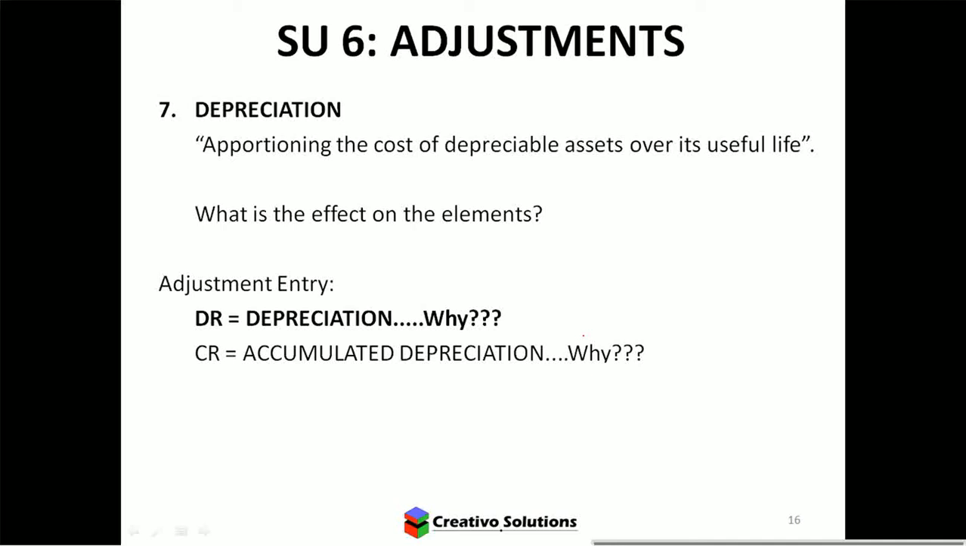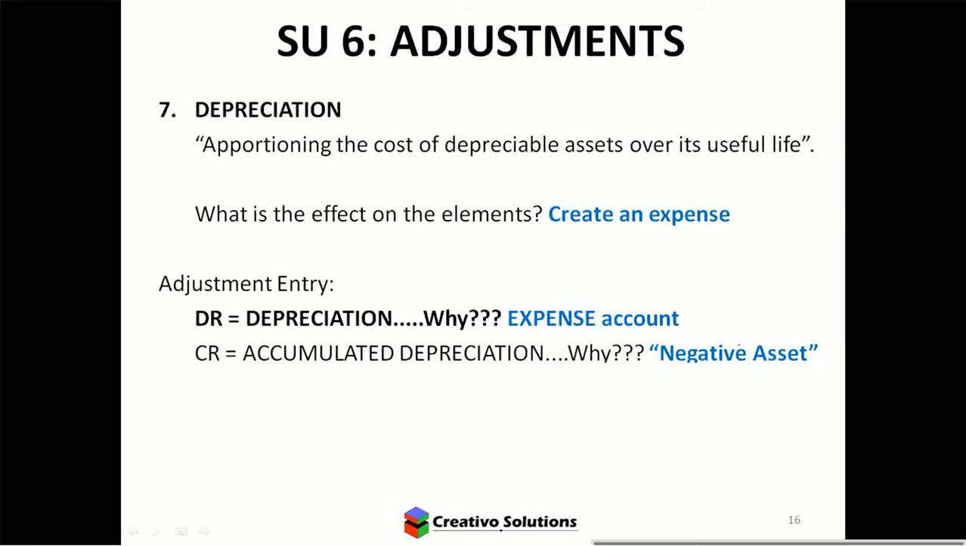Adjusting journal entry: debit depreciation, credit the accumulated. What are these accounts called in terms of the element? Depreciation is an expense. Correct. Accumulated depreciation is what type of element? Liability. No, almost. Negative assets. A negative asset I will record against what account? The asset.